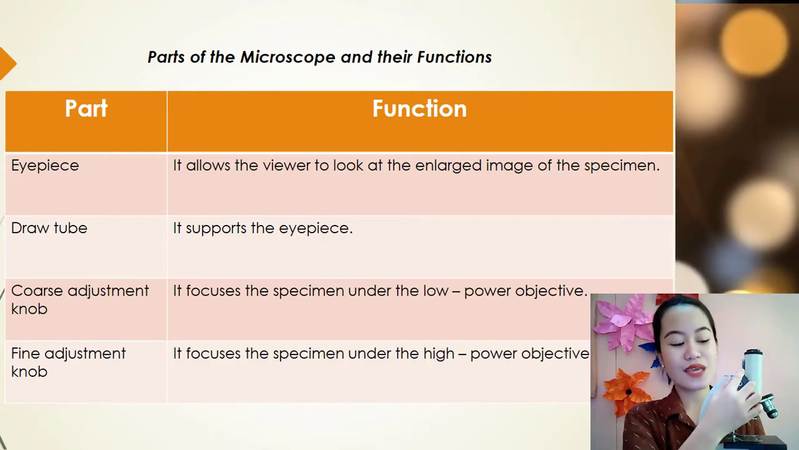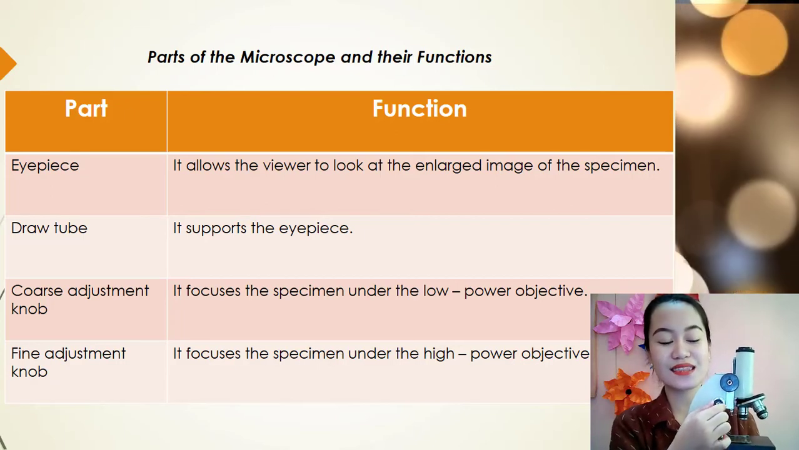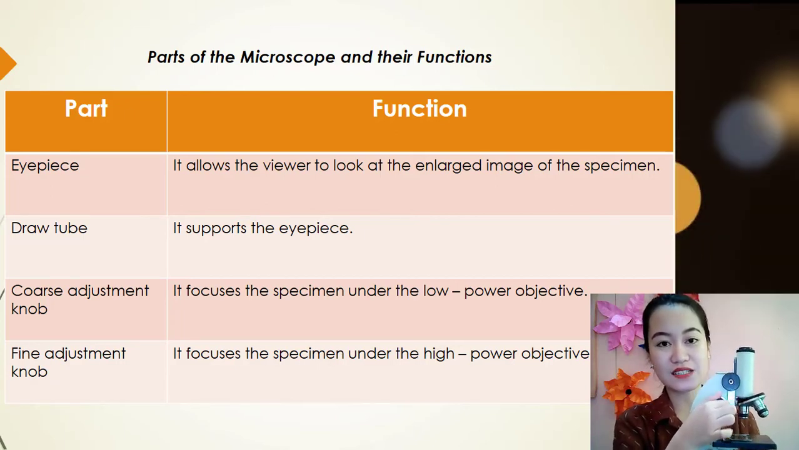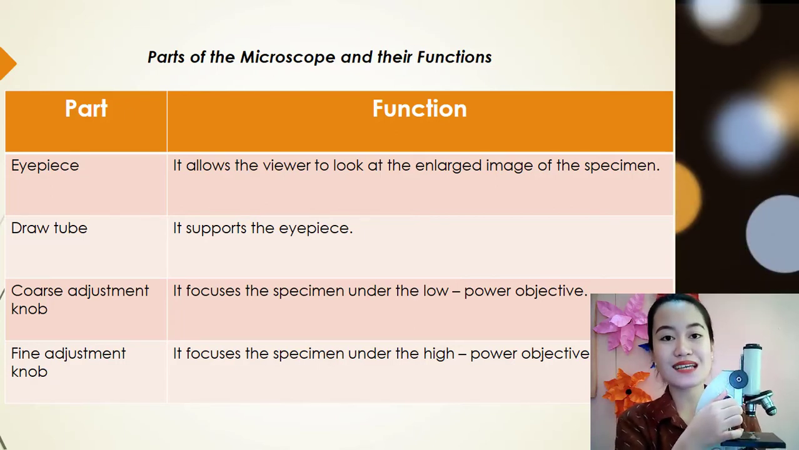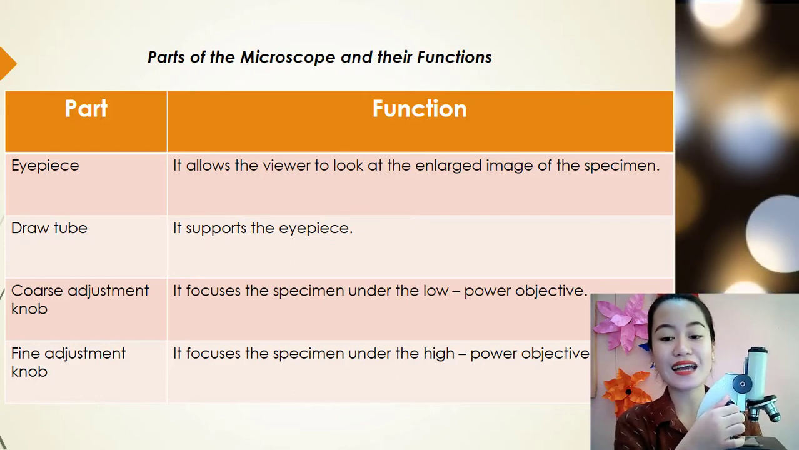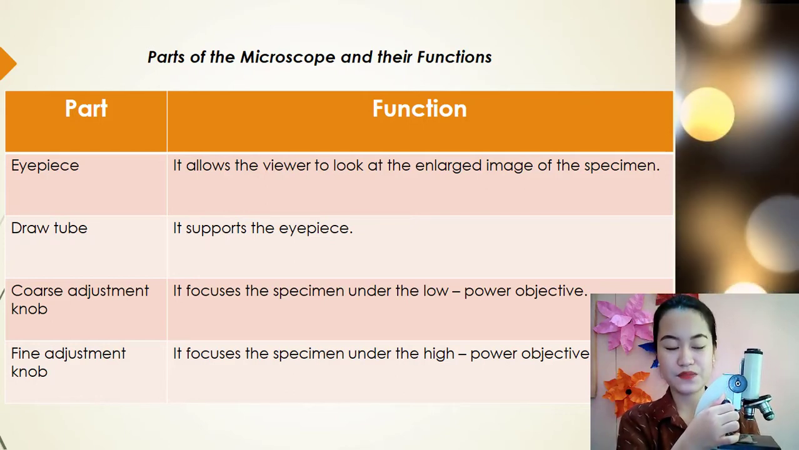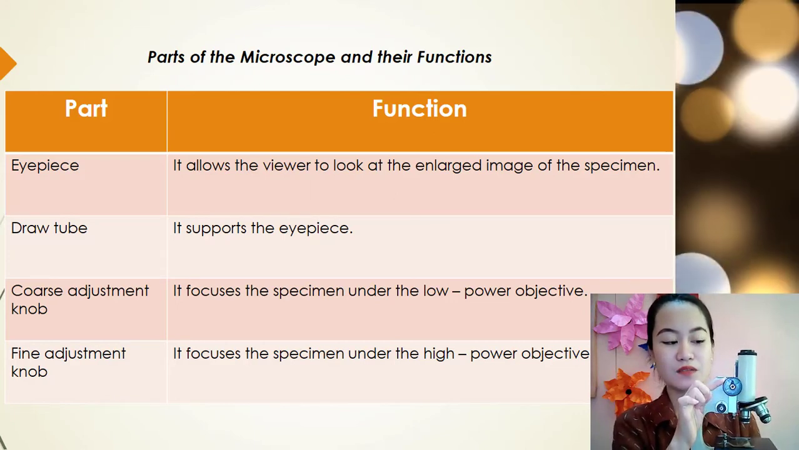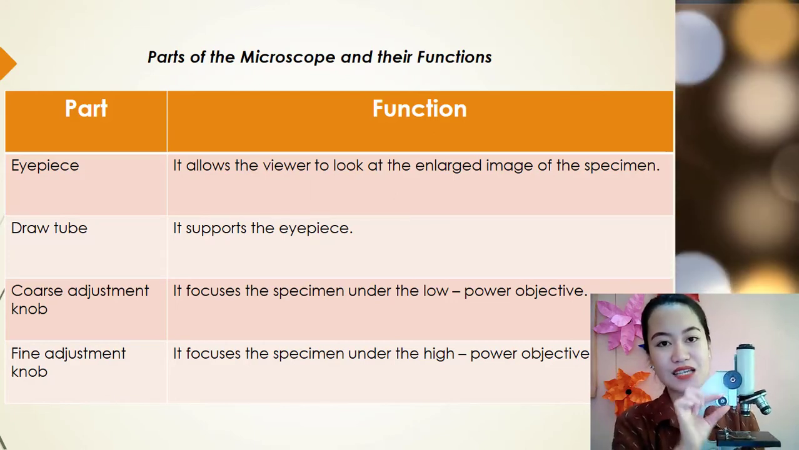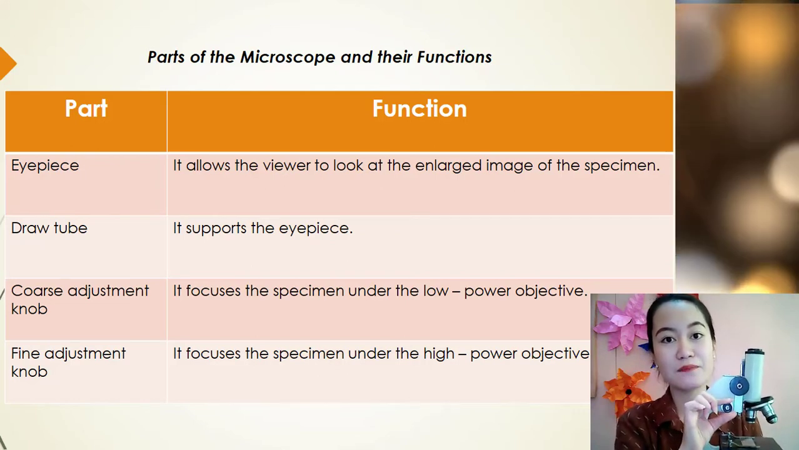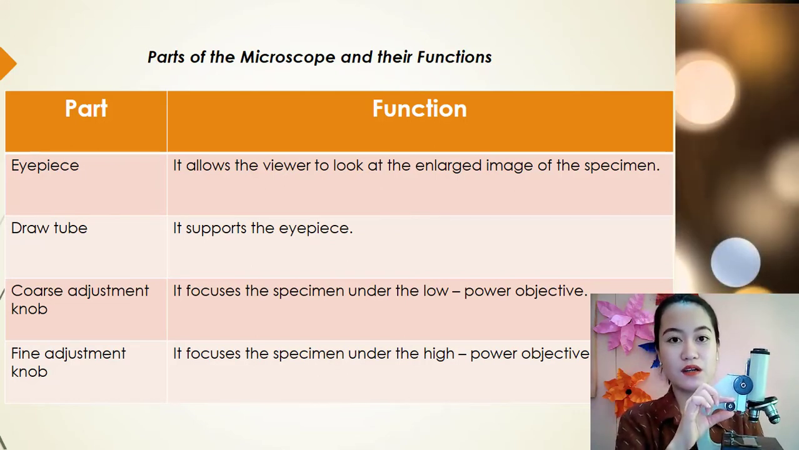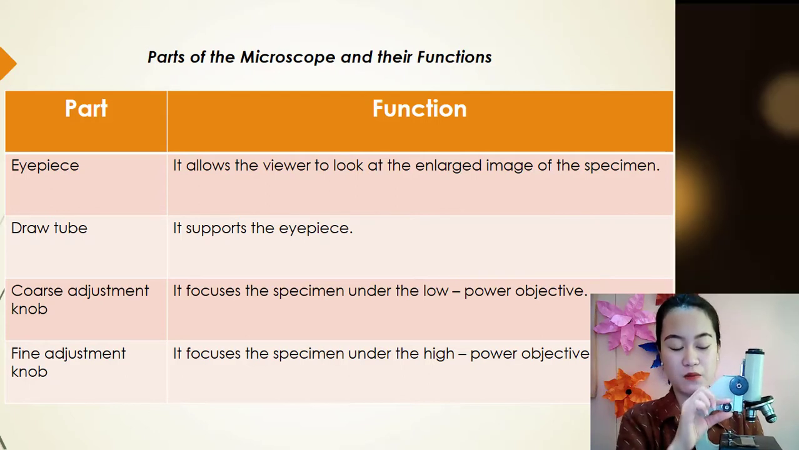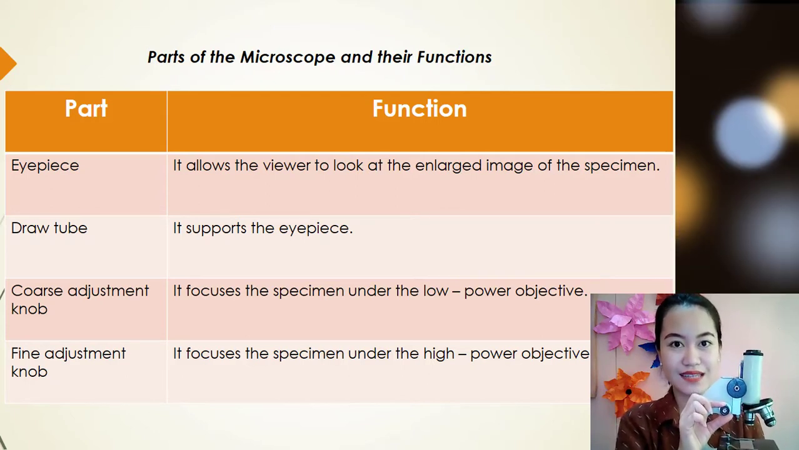Okay? Next, we have the fine adjustment knob. So this is the fine adjustment knob. It focuses the specimen under the high power objective. If si coarse adjustment ay para kay low power objective, si fine adjustment naman ay para kay high power objective, or this is the HPO. Did you understand, class?